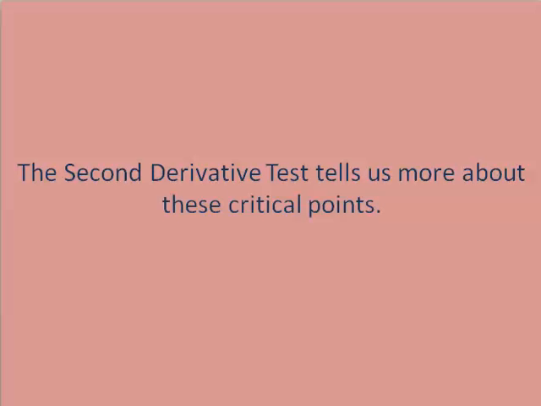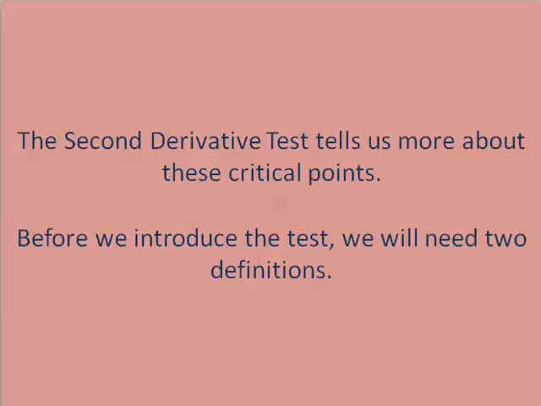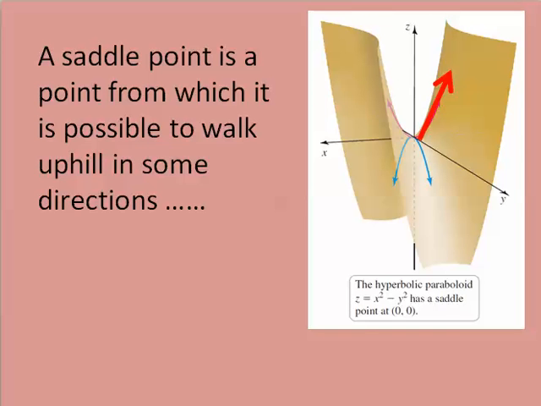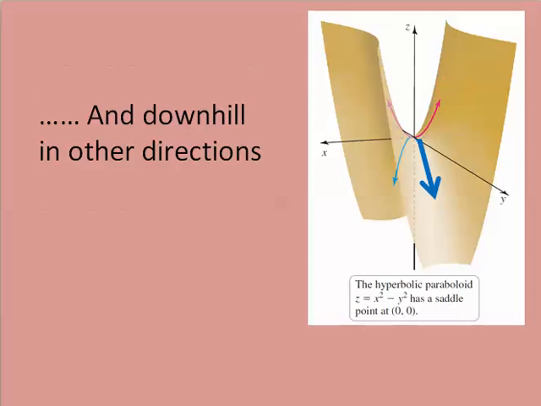The second derivative test tells us more about these critical points. Before we introduce the test, we need 2 definitions. The first definition is the definition of a saddle point. Intuitively, a saddle point is a point from which it is possible to walk uphill in some directions and downhill in other directions.